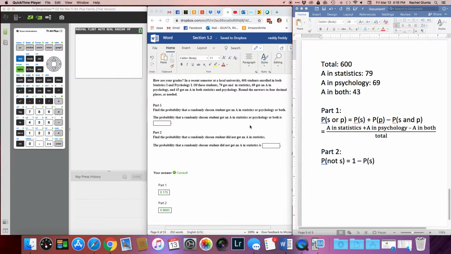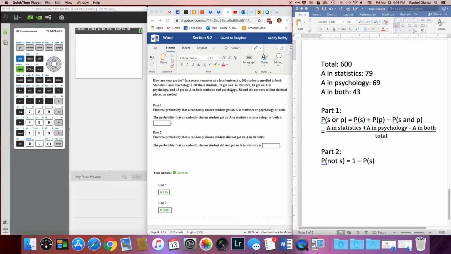This is section 5.2, example 3. The question asks, in a recent semester at a local university, 600 students enrolled in both Statistics 1 and Psychology 1. Of these students, 79 got an A in Statistics, 69 got an A in Psychology, and 43 got an A in both Statistics and Psychology.